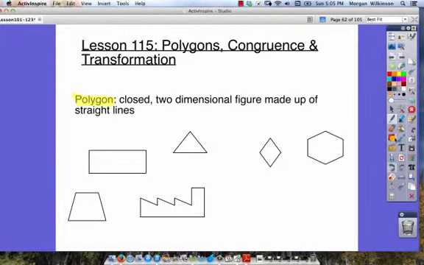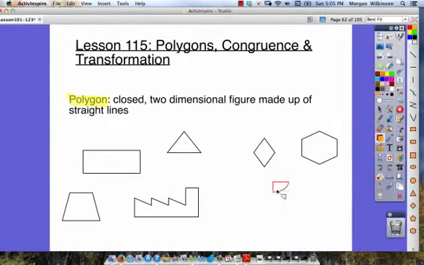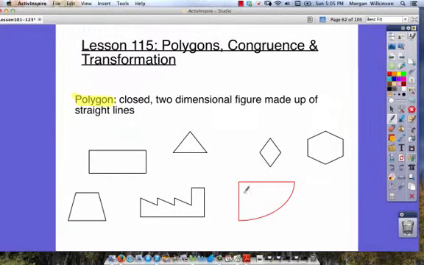If we look at another figure, let's say we use our toolbar here and we pick this figure, it's like a sector. This, in red, is not an example of a polygon. It is closed, it is two-dimensional, but it's not made up entirely of straight lines. So this is not a polygon. The rest of the figures are. Let's look at our next slide.